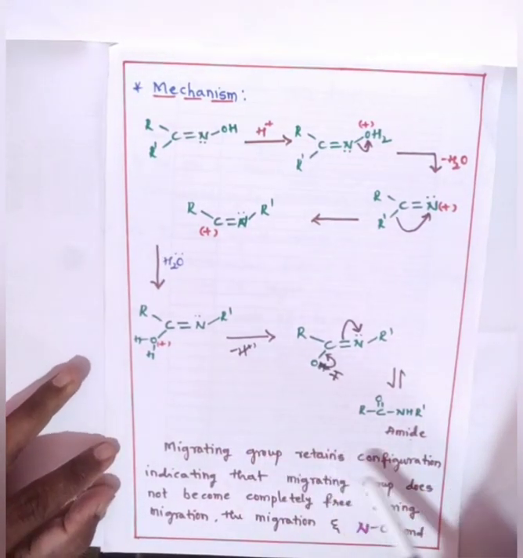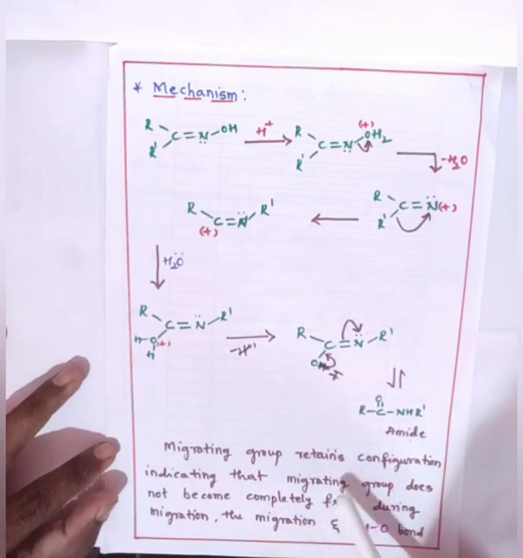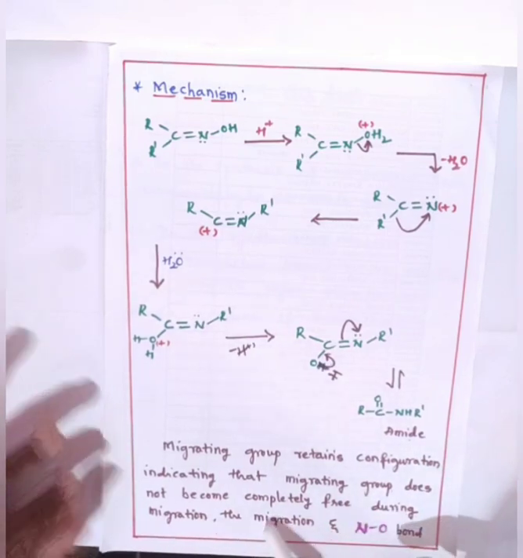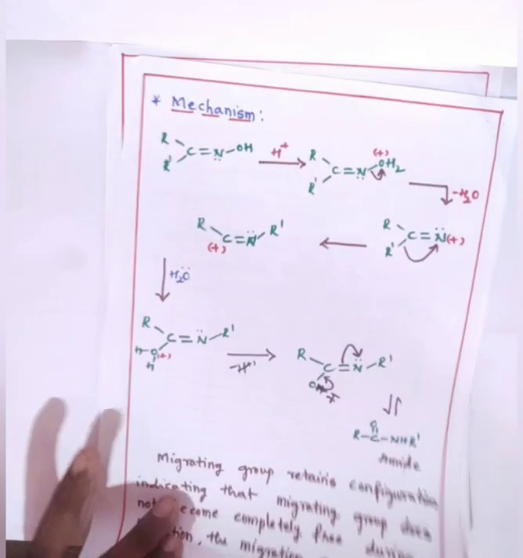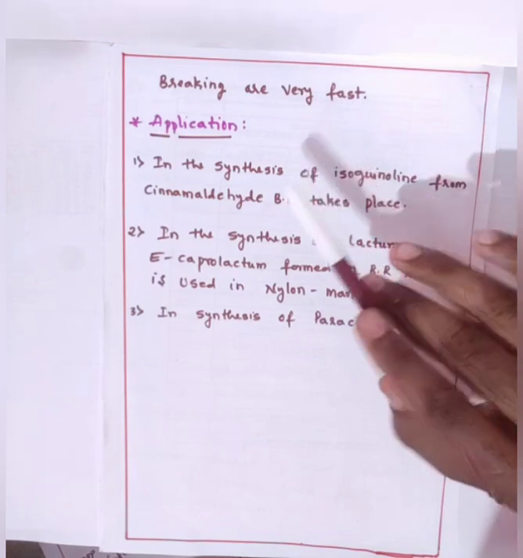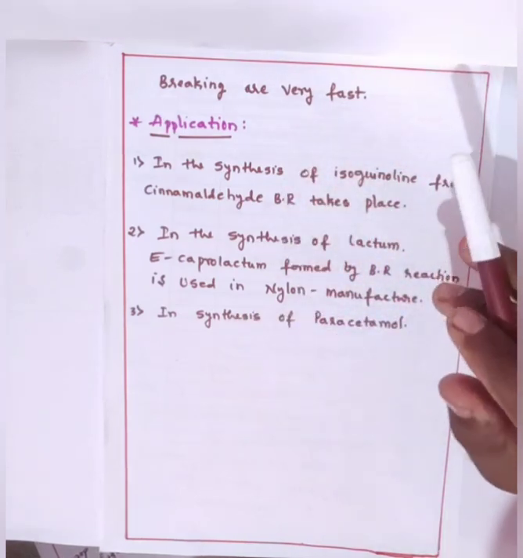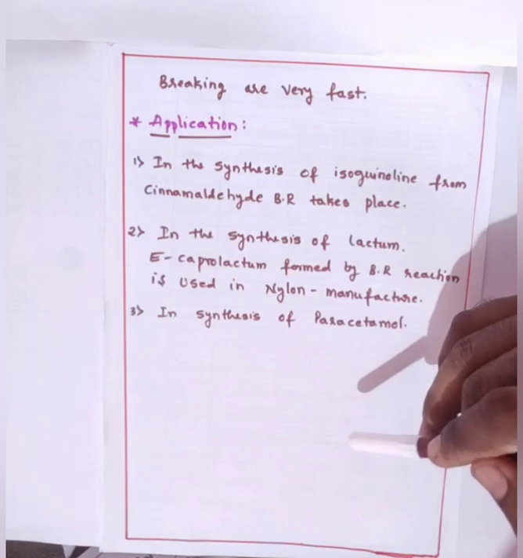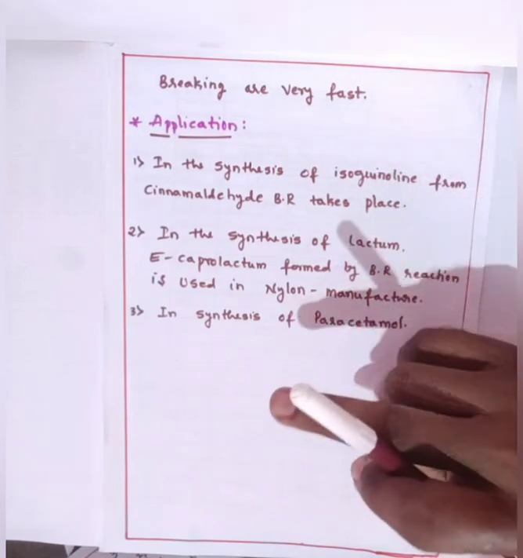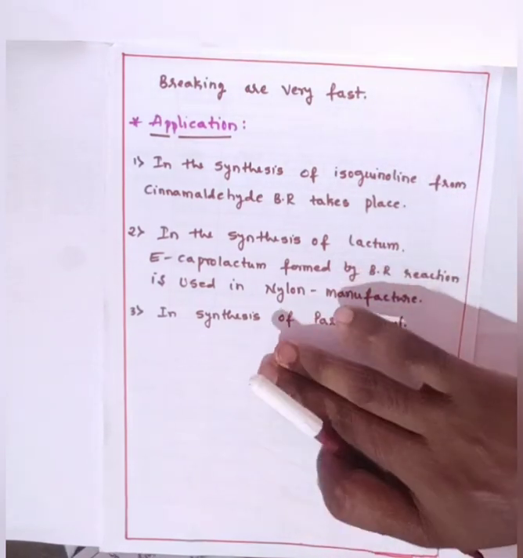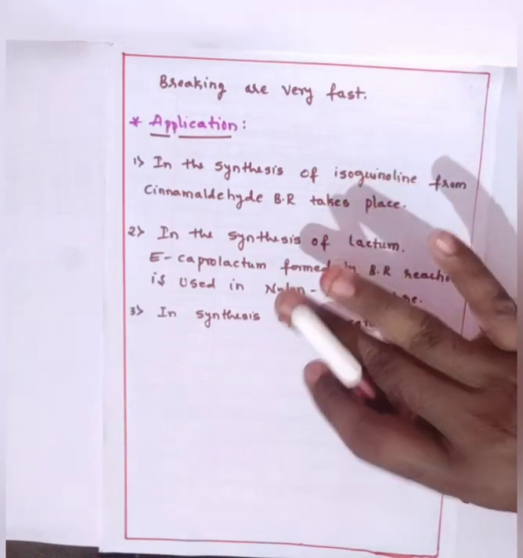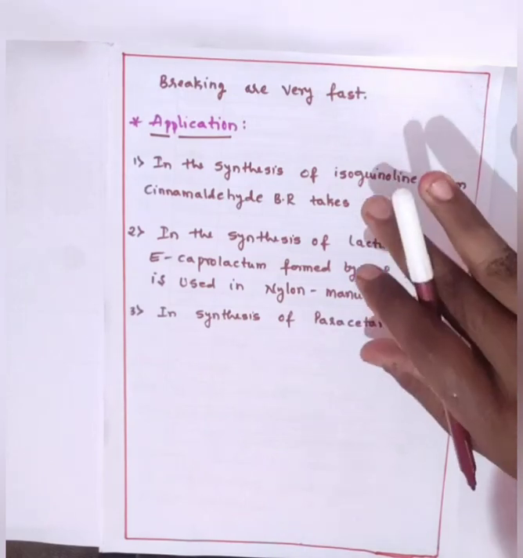The migrating group retains its configuration, which indicates that the migrating group does not become completely free during migration. The migration and the NO bond breaking take place very fast. So the migrating group retains its configuration, because the migration of the R group from the carbon atom and the breaking of the NO bond are very fast.